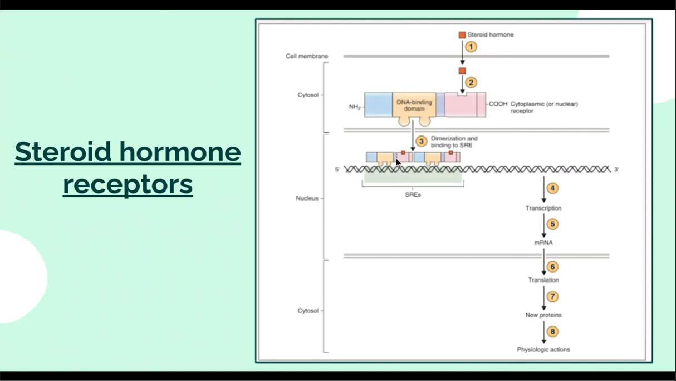And finally, these dimers go and bind to a certain region on the DNA known as steroid response elements, which are located on the 5' end of the gene to be transcribed. And this basically acts like a transcription factor. So it stimulates transcription, then you have the formation of the mRNA, which brings about translation, and then new proteins, and eventually these proteins are responsible for bringing about the physiologic actions.